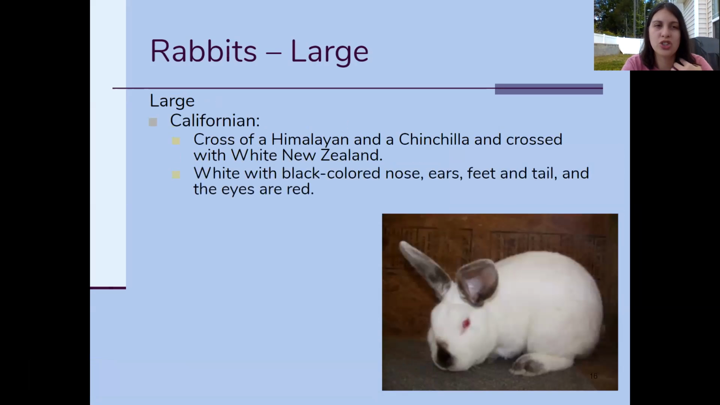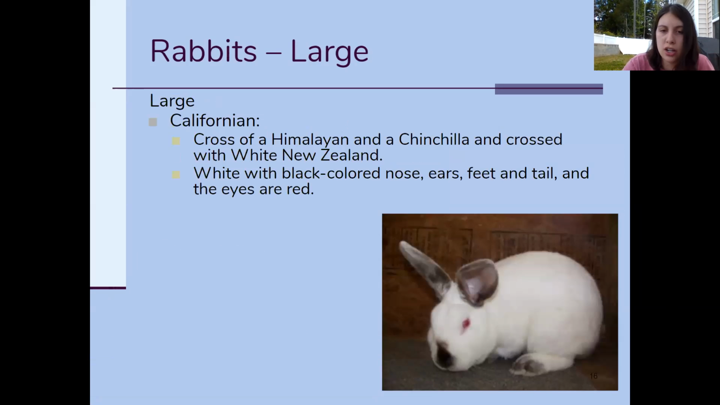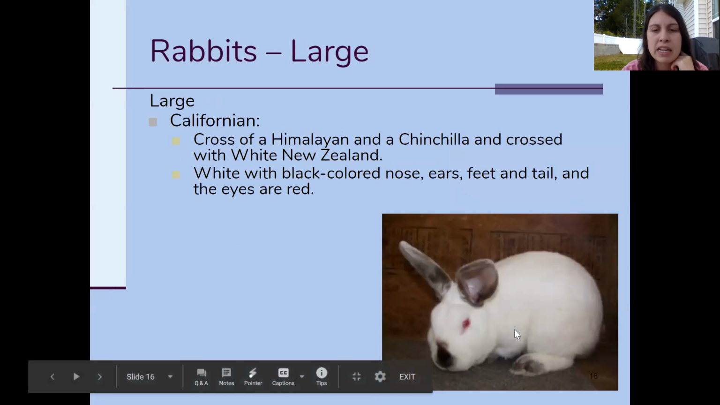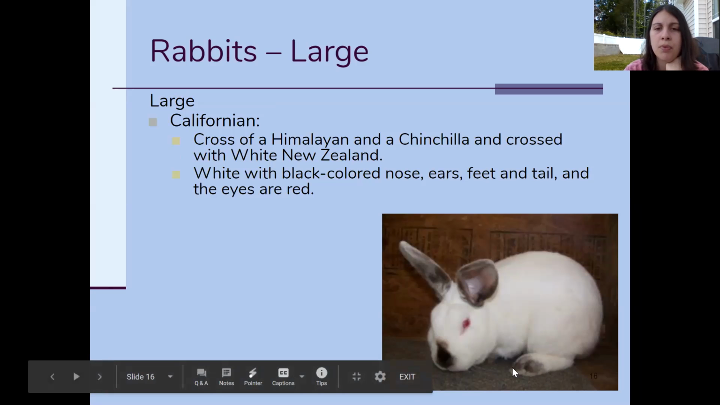Moving on into the large classification, our first one up is the Californian. The Californian is a cross between the Himalayan and the Chinchilla. And then they took that cross and they crossed it with a white New Zealand, so that we end up getting this mostly white rabbit. You'll see this grayish black coloring over their ears, on their feet, their tail, which you can't really see, their nose, and then you're gonna see their red eyes that they get from the Himalayan.